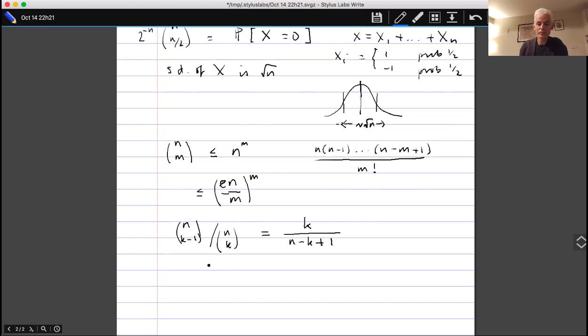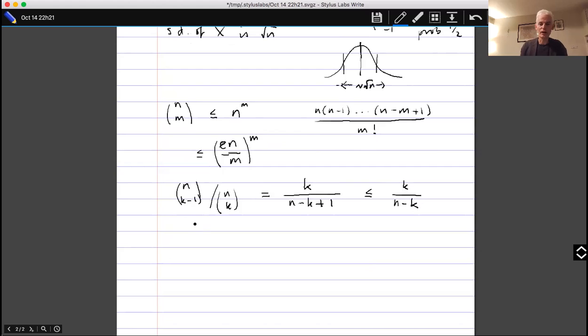And in particular, that's quite useful to say that's less than or equal to k over n minus k. It's a slight shame that it turns out to be k over n minus k plus 1, because it's not quite as nice as it would be if it was k over n minus k, but at least we've got an upper bound of k over n minus k.